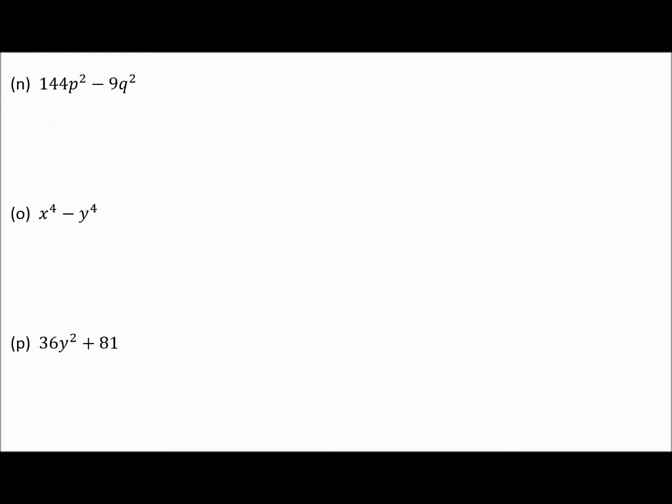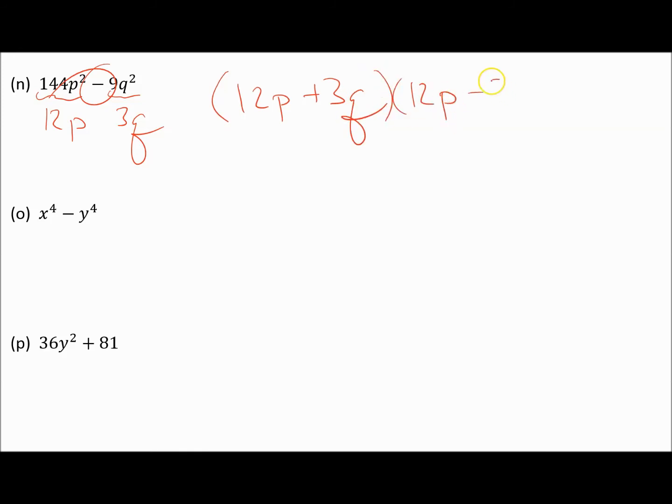All right, here we go again. 144p squared minus 9q squared. So the square root of 144p squared is 12p. The square root of 9q squared is 3q. And there's that all-important minus sign. So my answer is 12p plus 3q times 12p minus 3q. And we're finished. Now this next one is really interesting. I think you're going to like this one.